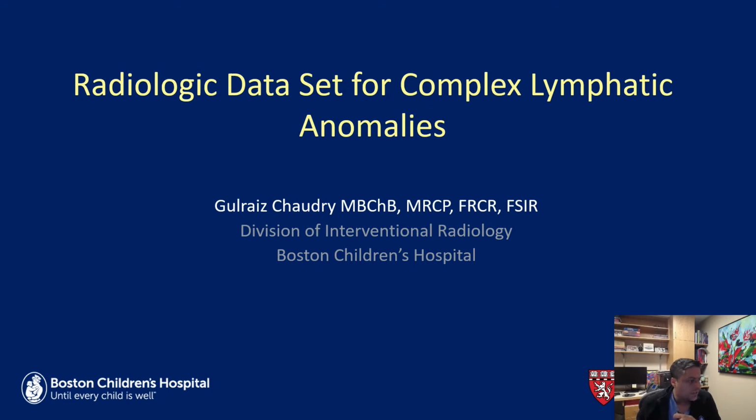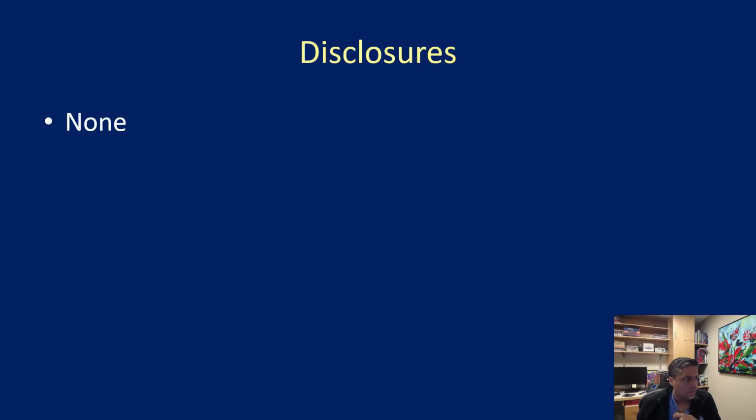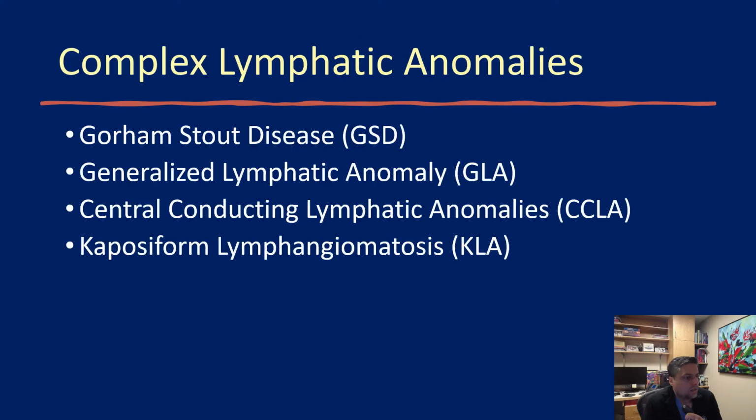I'd like to present a brief review of the radiological findings in complex lymphatic anomalies. I have no disclosures. I'm going to concentrate on these four conditions which have overlapping clinical and imaging features and identify key radiological features that help to differentiate these conditions.